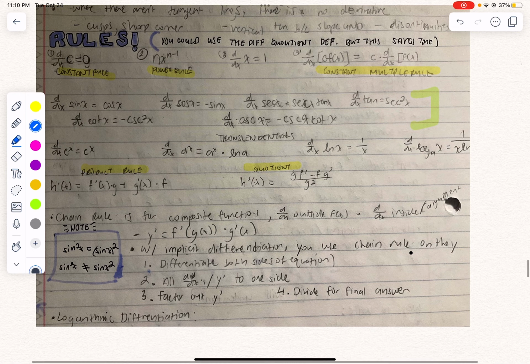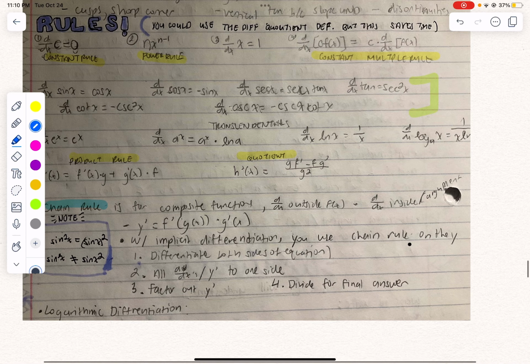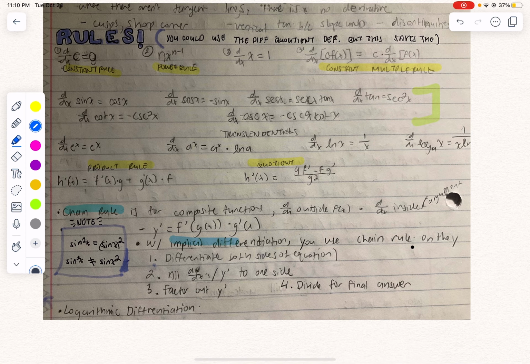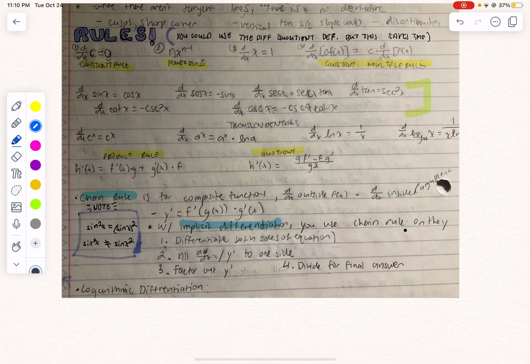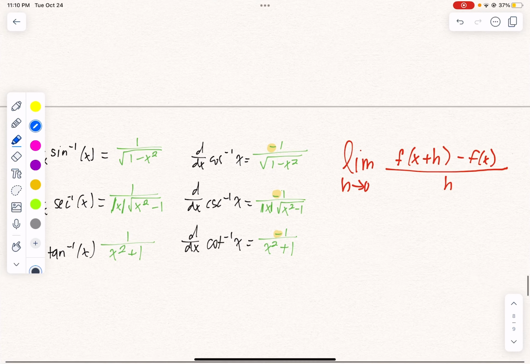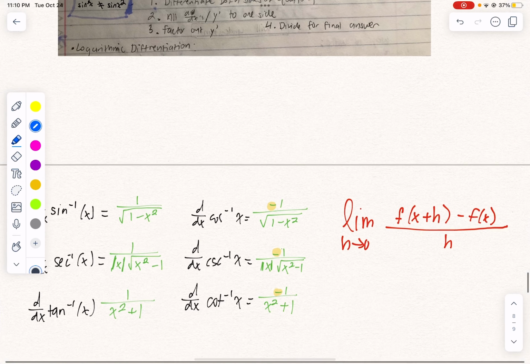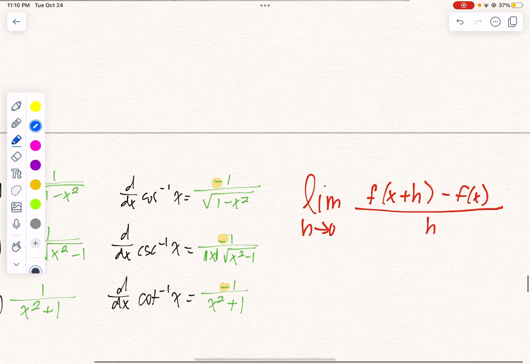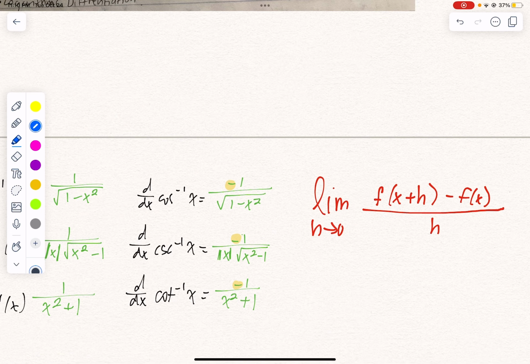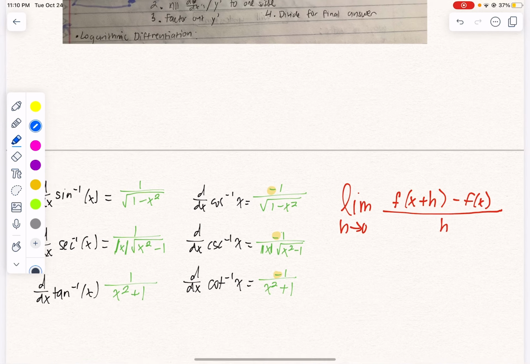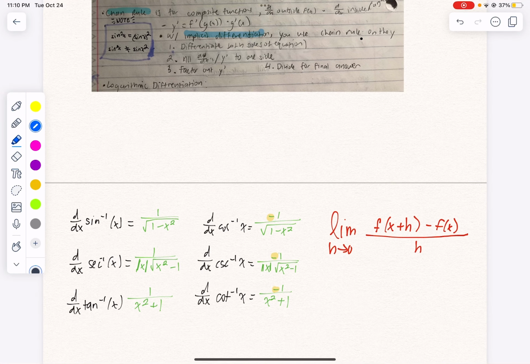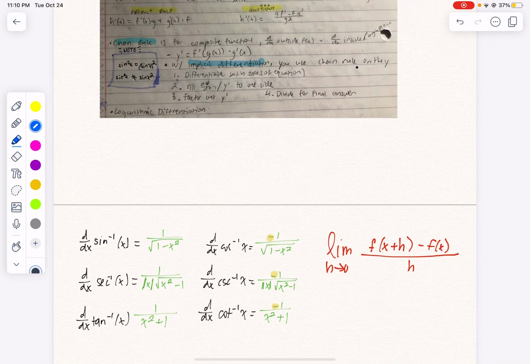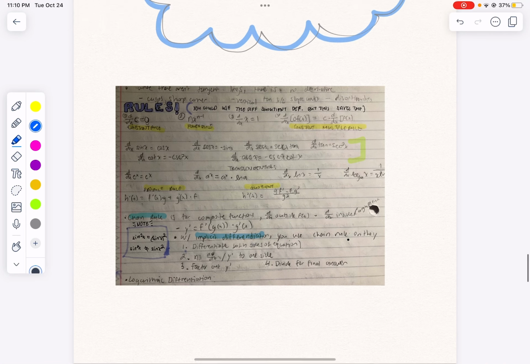We have our lovely chain rule here for composite functions, and we have implicit differentiation, which we've also learned, and we have also just finished talking about inverses of trig functions and their derivatives. And of course we have the definition of a limit, which is basically what all of this is based off of, and these are all different ways to find derivatives.